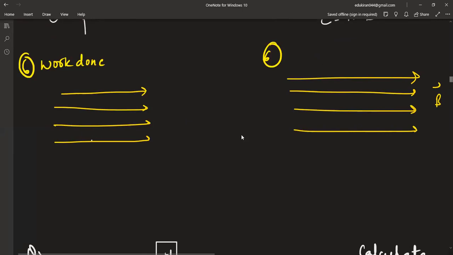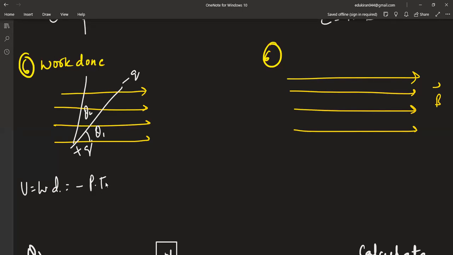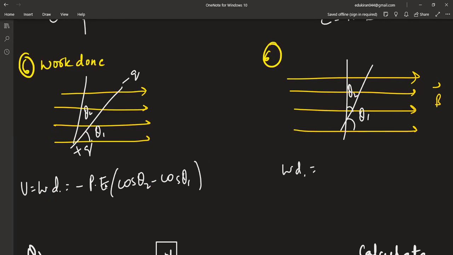Last is work done. See, work done, if a charge is there, plus Q minus Q, this is making angle theta 1. This has been shifted, making angle theta 2. So how do we write the work done, equal to the change in potential energy? In chapter 2 we did minus P dot E, cos theta 2 minus cos theta 1. Here also, if one angle is theta 1 and another angle is theta 2, work done will be, see, P becomes M, E becomes B, M dot B, cos theta 2 minus cos theta 1.